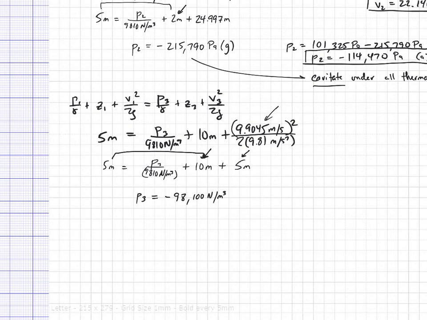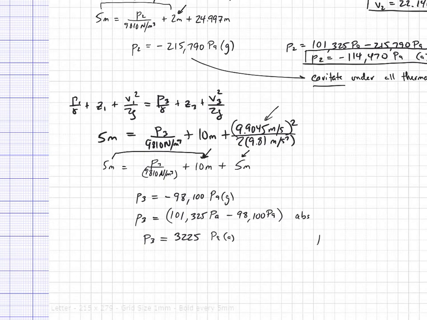Now we want to remember newtons per meter squared, excuse me, or pascals. Remember this is gauge. So I want to turn that into absolute. So I'd say, okay, well, P3 then equals 101.325 kilopascal, or 101.325 kPa, minus 98,100 pascals. So this is if I wanted it in absolute. If I do that calculation, it's 3,225 pascals absolute.